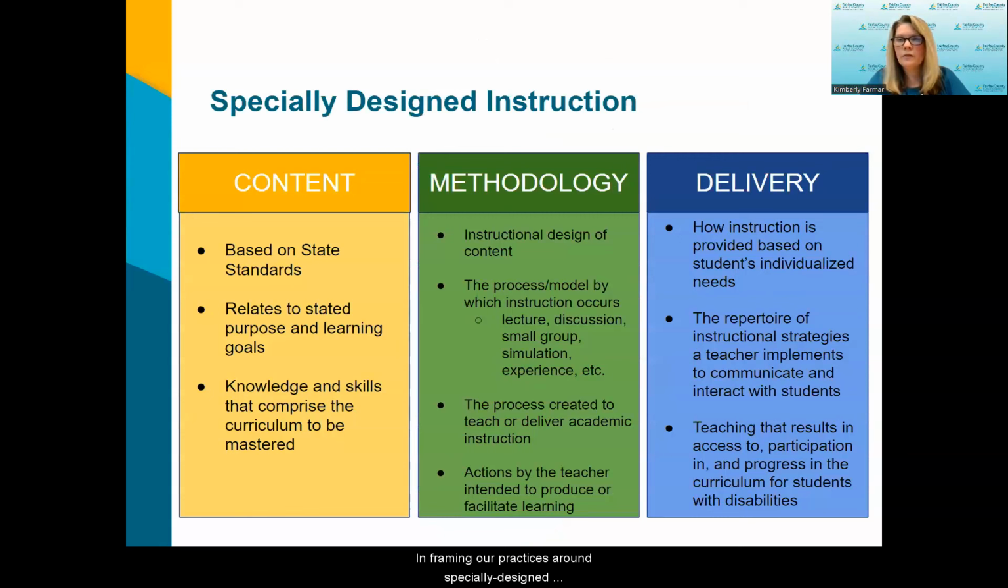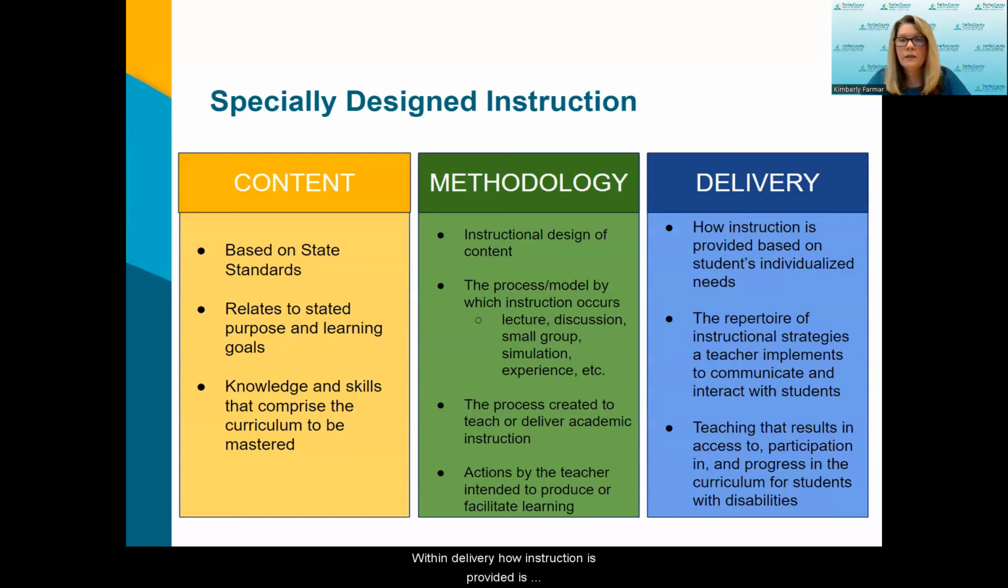In framing our practices around specially designed instruction, these are our guides. Under content, we have the state standards, which also relate to the stated purpose and learning goals, as well as to acquire knowledge and skills that comprise the curriculum to be mastered. Under methodology, we know that we have the instructional design of content. We're following a process or a model by which instruction occurs, whether it be lecture, discussion, small group, simulation, or experience, as well as considering the process created to teach or deliver academic instruction.